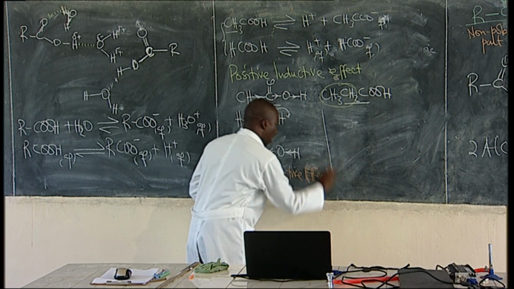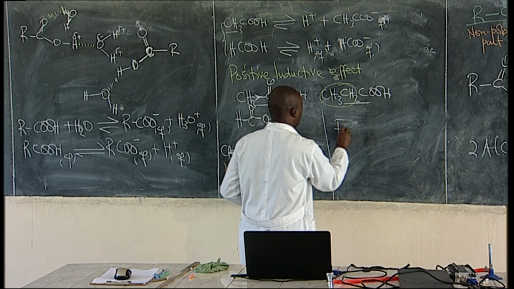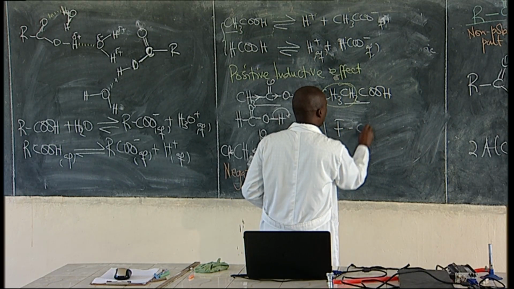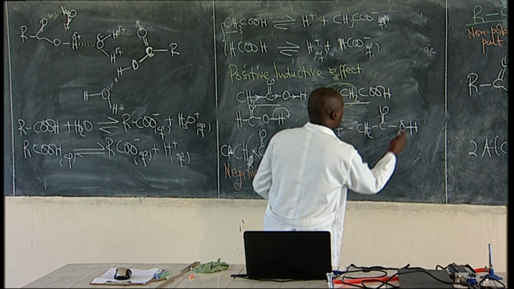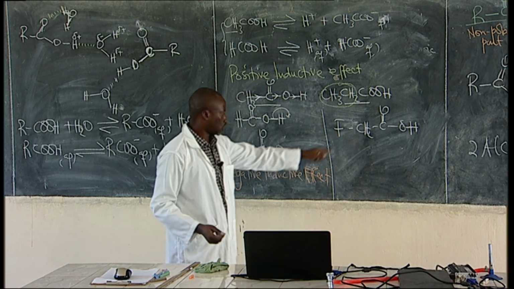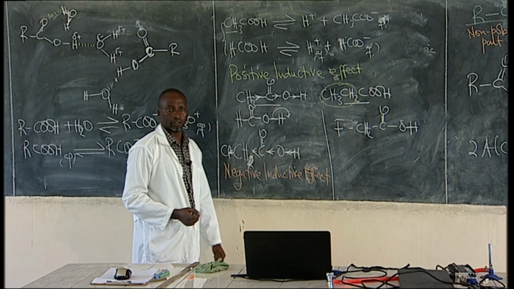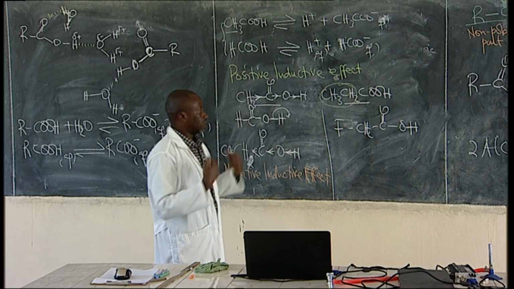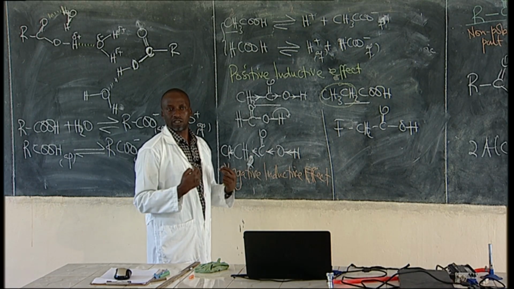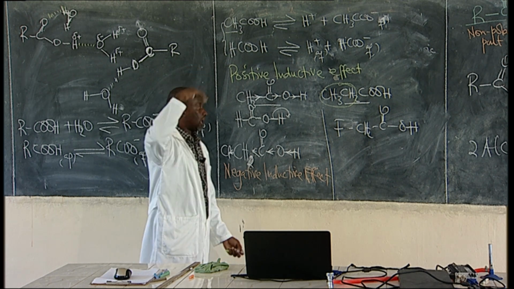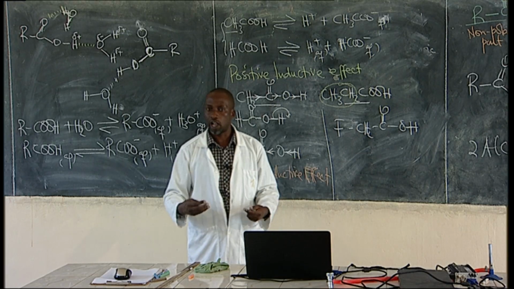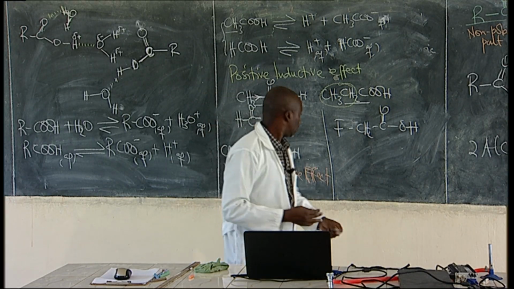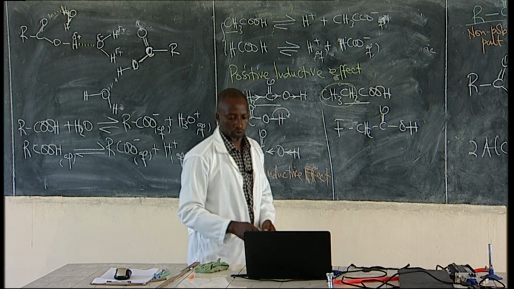What if you have a fluorine, maybe CH2FCOOH? What do you expect? Fluorine is more electronegative than chlorine, so its ability to pull electrons towards itself increases. Therefore, this makes it a stronger acid than chloroethanoic acid.